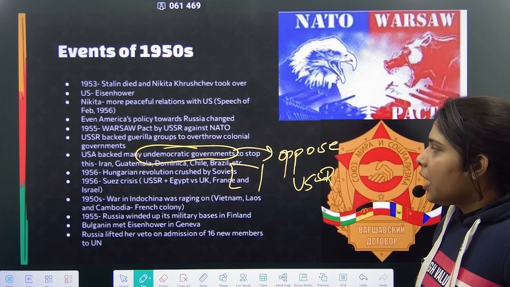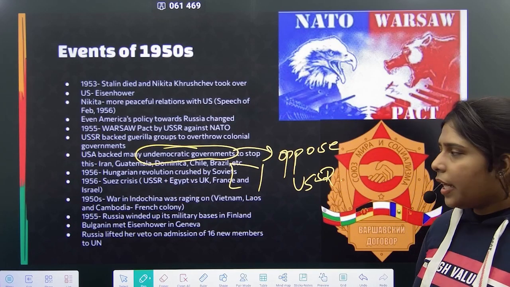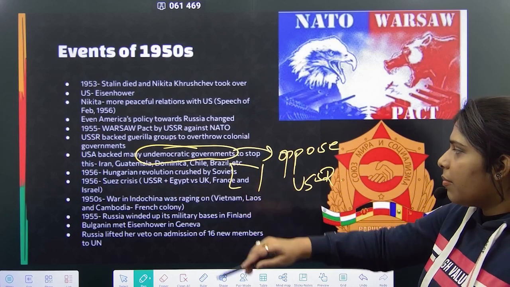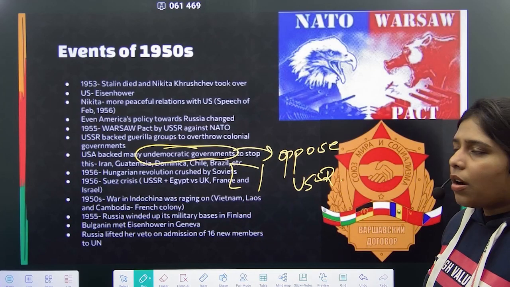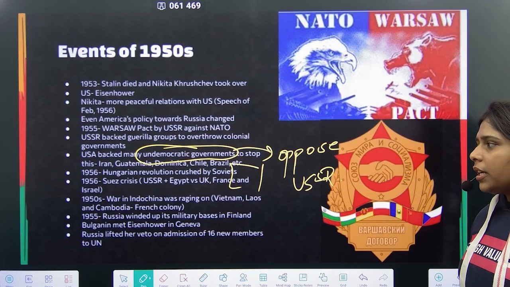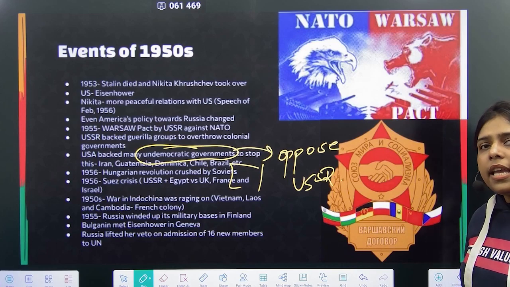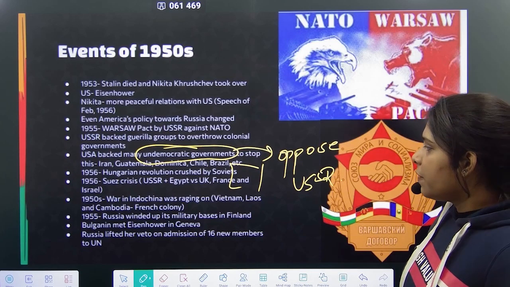Wars in Indochina were also happening in the 1950s. Indochina is not India and China, by the way. The Indochina region is Vietnam, Laos, Cambodia. The French colonies were called Indochina. Okay. In 1955, you will see that Russia, as a part of its friendly relation, was winding up its military bases in Finland.